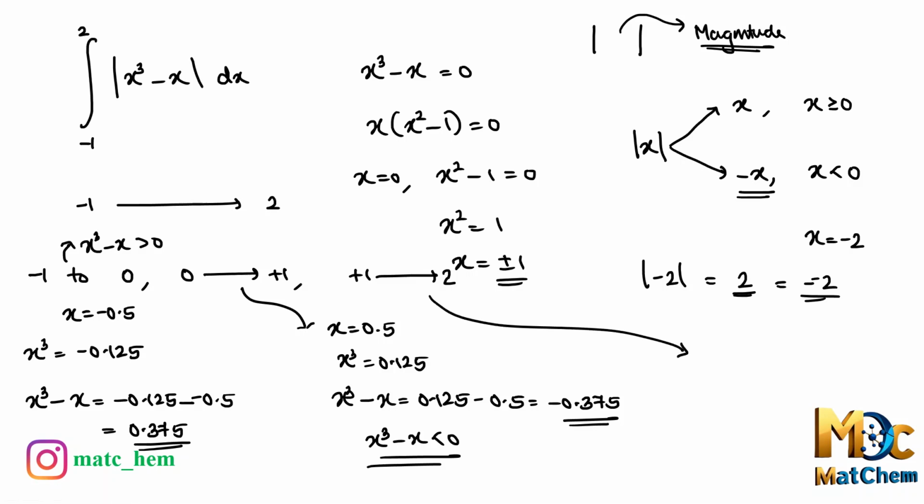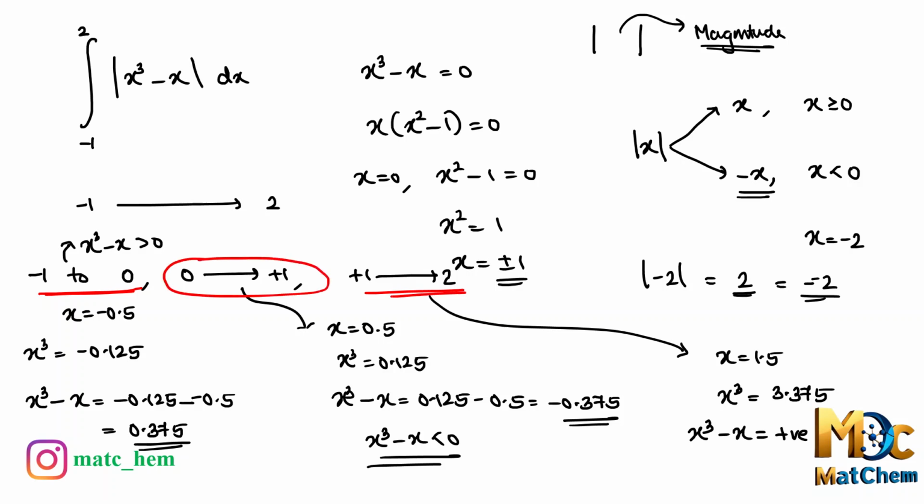If you consider the third interval, you can take x is equal to 1.5. If x equal to 1.5, x cube equal to 1.5 into 1.5 into 1.5, that is 3.375. That means if you take x cube minus x, that is going to be positive. So what we came to understand is that in this particular interval it is positive. In this particular interval also x cube minus x is positive. But in this particular interval it is becoming negative.